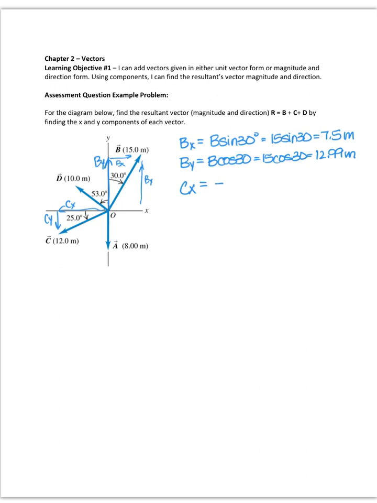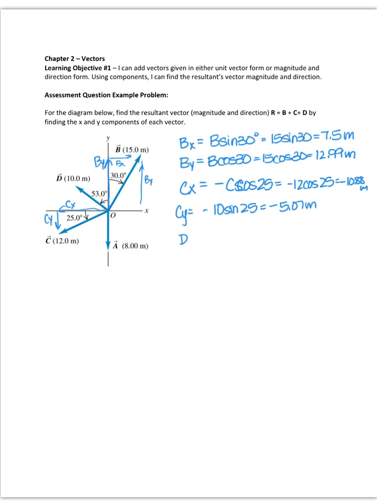But in this case, we also have to be careful because the x and the y components are both negative. And so we want to make sure that we put in that negative sign. So it's minus 12 times the cosine of 25. So the x component is minus 10.88 meters. And the y component is minus 10 times the sine of 25. And that's going to give us minus 5.07 meters.